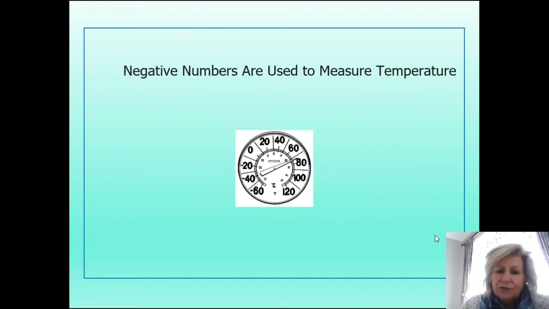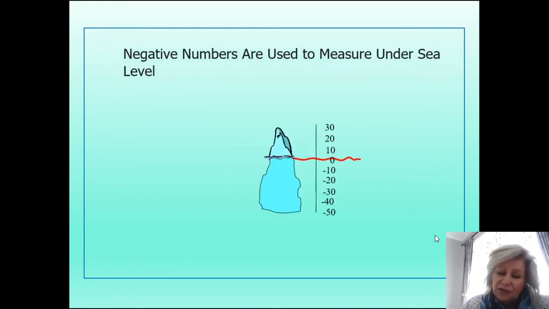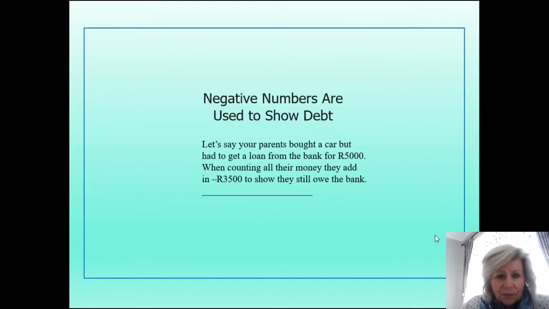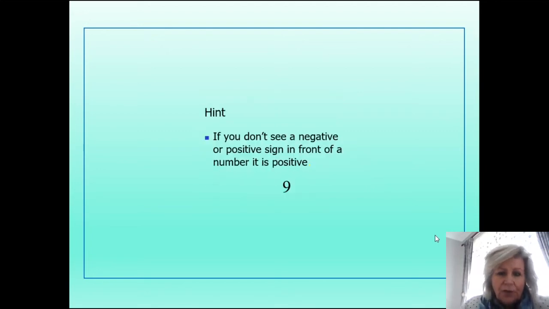Right, negative numbers, you'll say, where do we ever use this? But negative numbers are being used to measure temperature under the sea level. So we're looking at that. As well, negative numbers are used to show debt. So let's say your parents bought a car for 5,000 Rand. When counting all their money, they add in -3,500 Rand to show what they still owe the bank. If you don't see a negative or positive sign in front of a number, it is a positive.